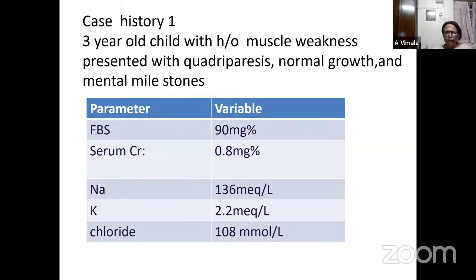So now we will see another case scenario. Kishan, it's all right. You can see the slide. Am I audible? Yes, ma'am, it's clear.